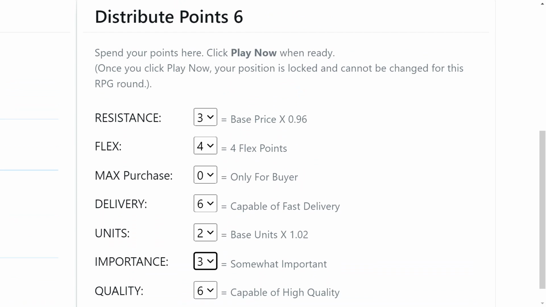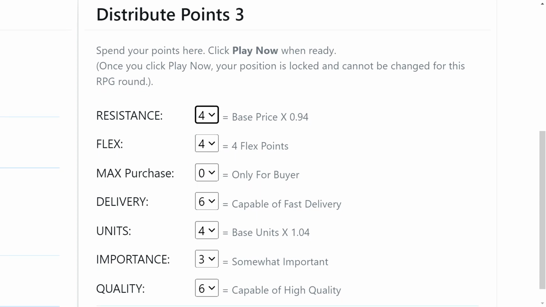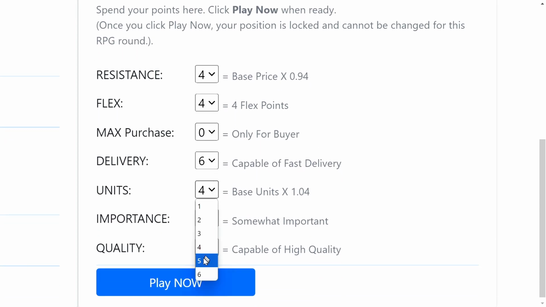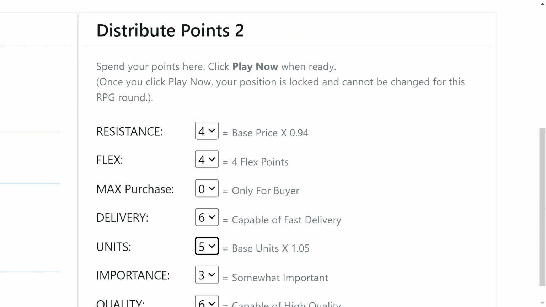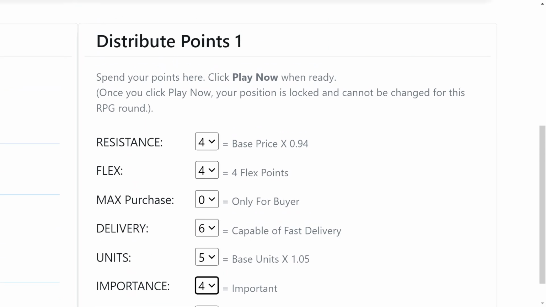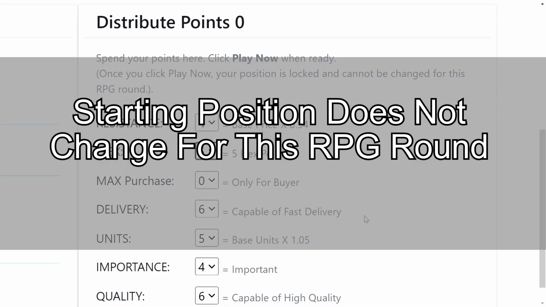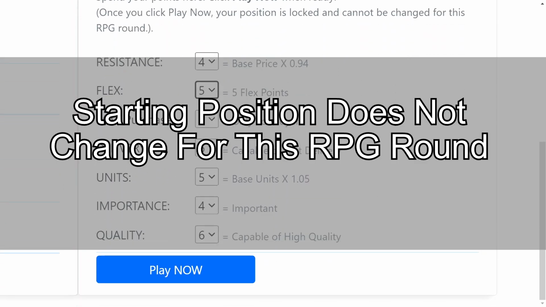Okay, let me go ahead and just move things around a little bit. We have 4 points left. Add more to resistance. Add more to units. That's how many we can buy or how many we can sell. Okay, importance. Move that up 1. We have 1 more point left. And I'll go over here to 5. There you go. 0 points left. Now I'm ready to press play.